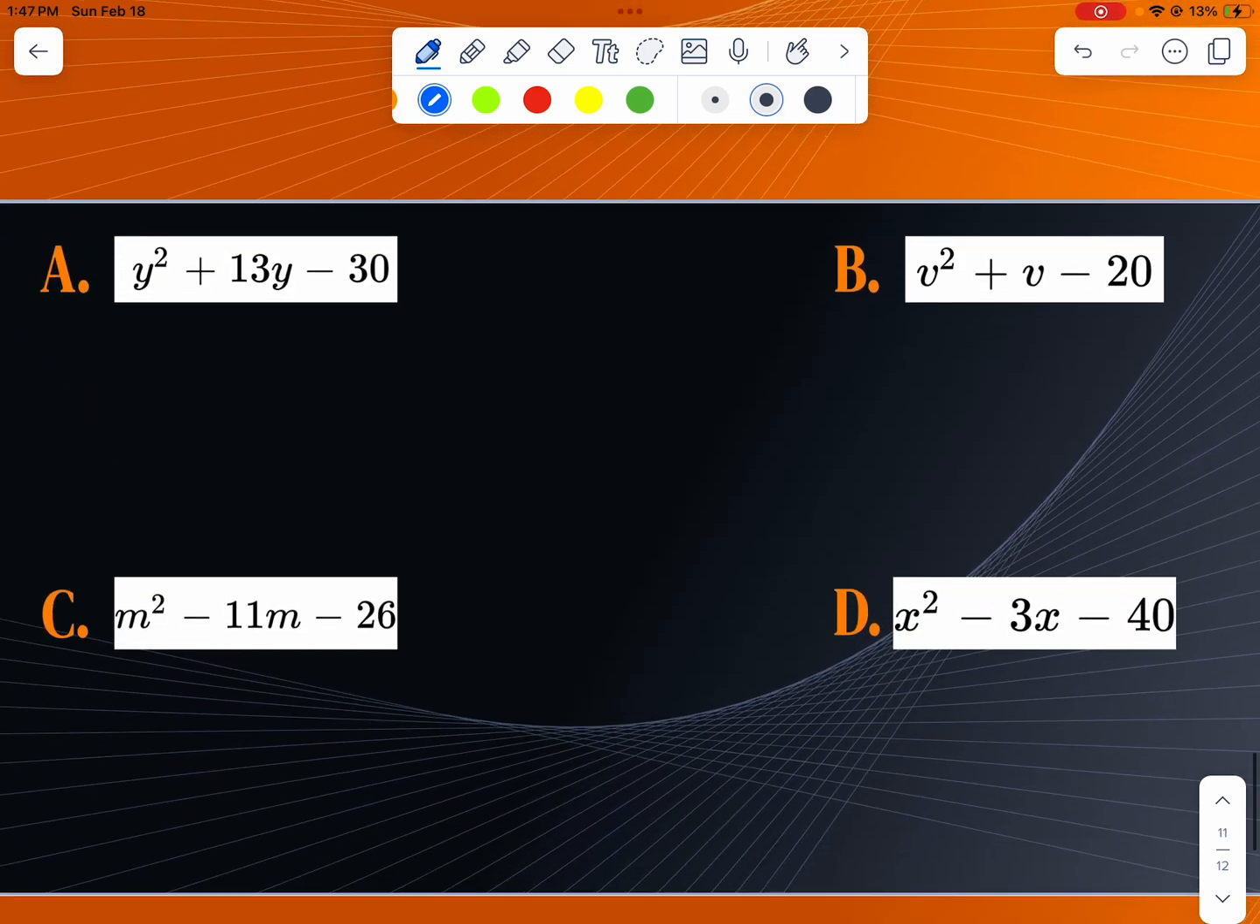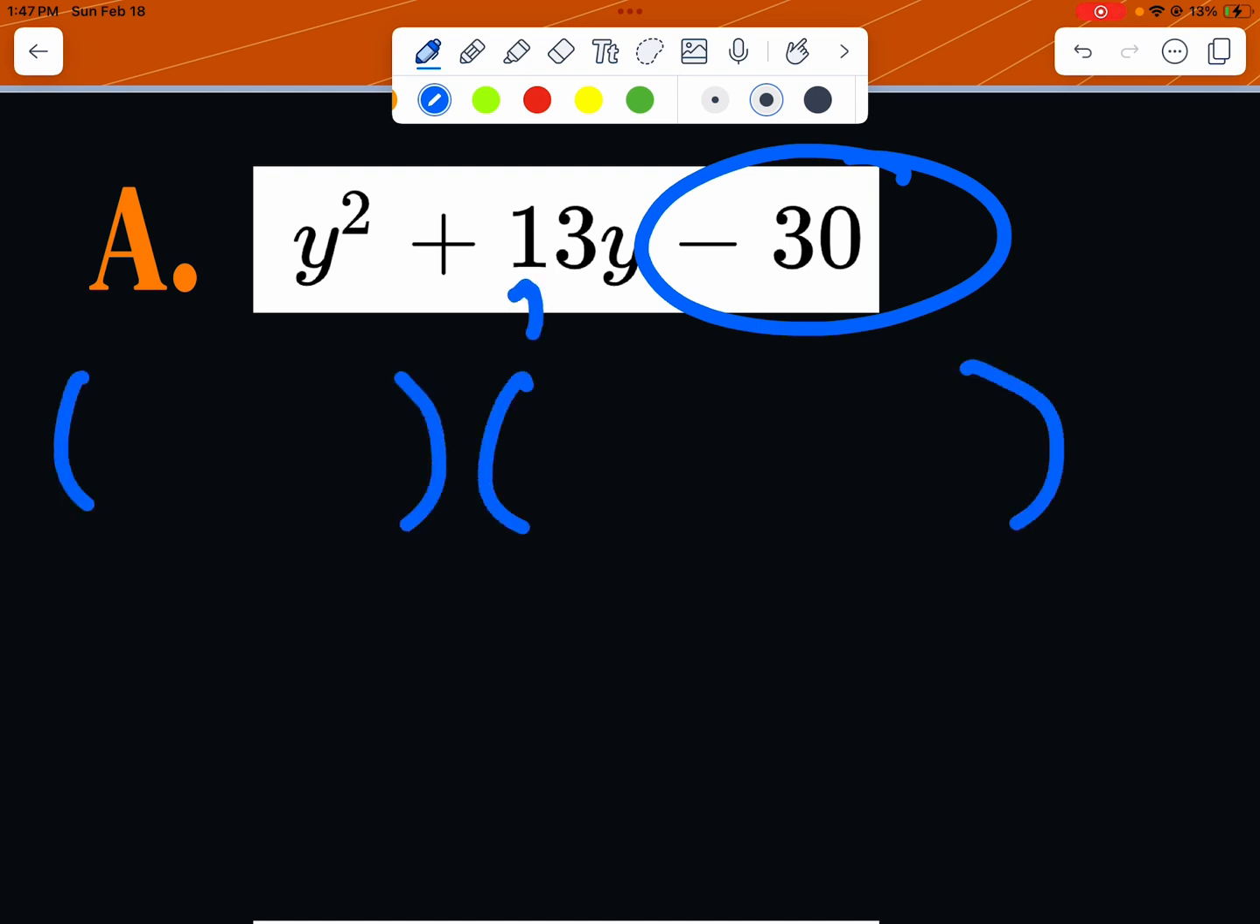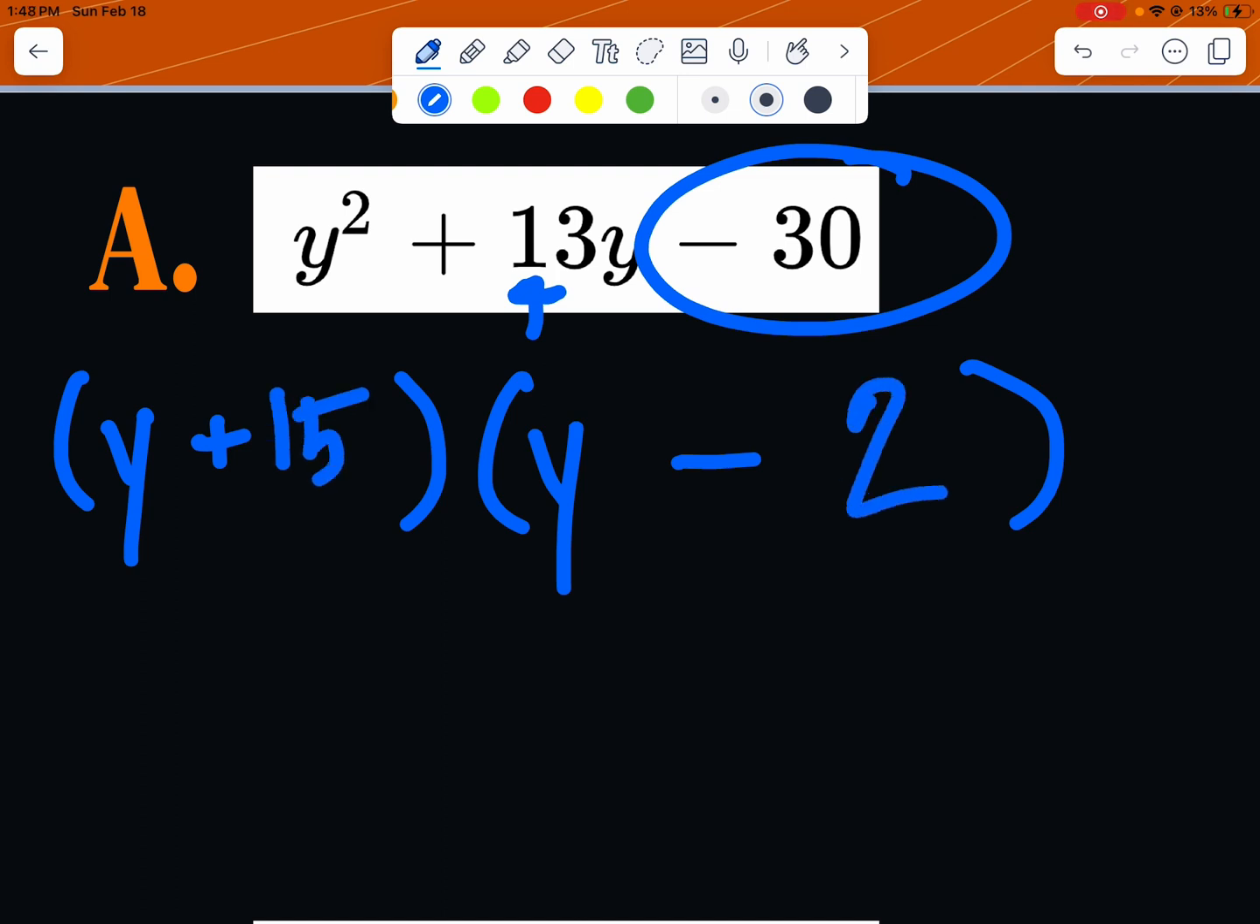Let's see. Oh, we haven't done one like this. What can we multiply to get a negative 30 and add to get a positive 13? So we start out by writing my variables. What can I multiply to get negative 30? So it's going to have to be a positive and a negative. Add to get positive 13. So the positive is going to have to be the bigger number. How about 15 and 2? Not too bad. This takes practice and practice and practice, but hopefully after playing our game, the idea behind this does not seem too terrible.